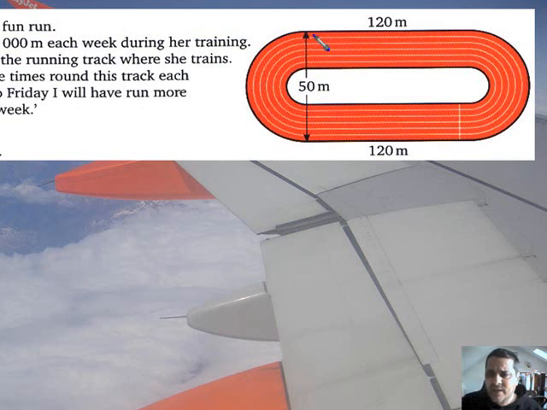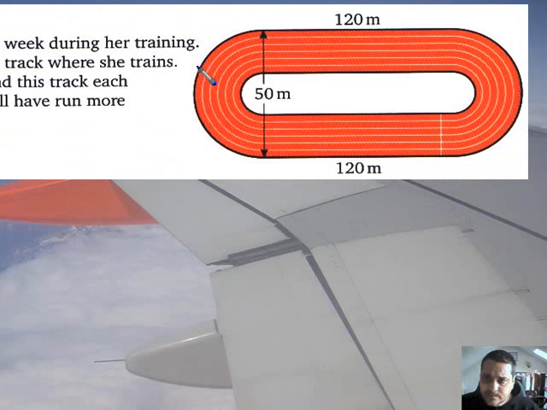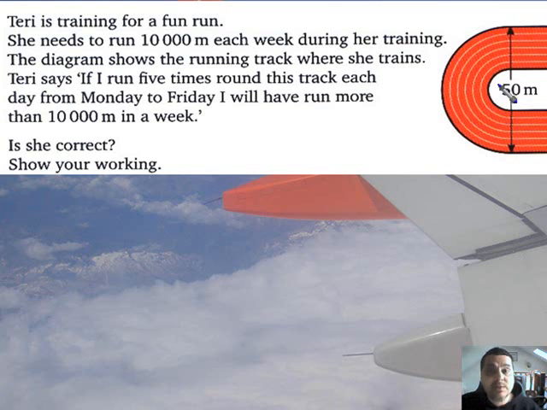Essentially, if you're running around the track, you want to run around here, and here, and here, and here, and you're back. What do you see? Well, I've got 2 straight sections, 120 metres each. I've also got half a circle here and half a circle there. Now these 2 halves make a whole circle.